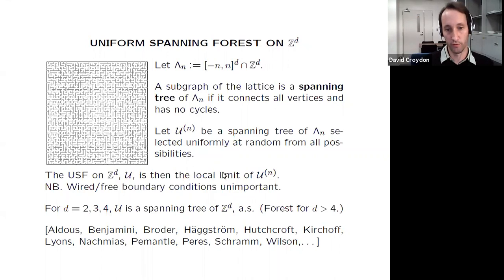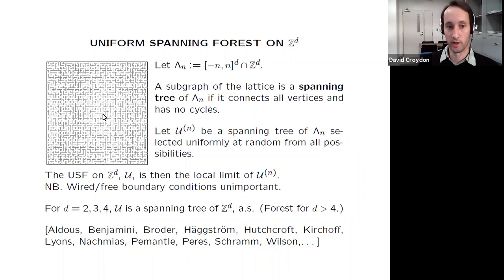And so if you're not familiar with this terminology, I think Asaf maybe used this last week if you were here. What this means is that if we look in any finite box, let's say a box of size 10, and look at the part of the uniform spanning tree in there, and let n go to infinity, then what we see in this box converges to something in the limit, and this would be the part of the limiting space inside that box.